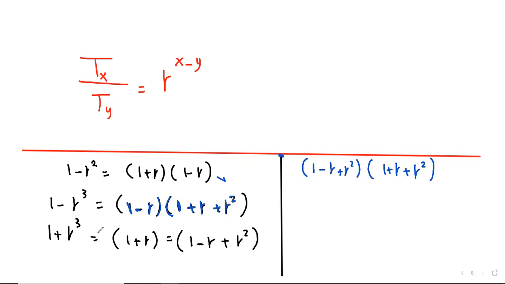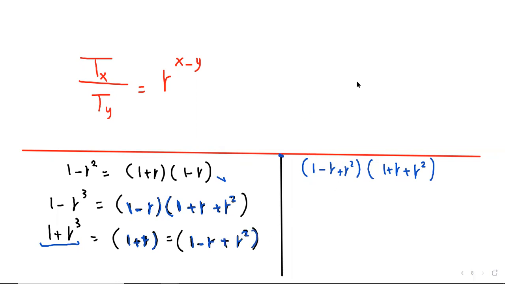And 1 plus R cubed, it's a sum of two cubes. How can we factorize it? Take the cubic root of the first, 1, and the cubic root of the second, R. Then square the first, square 1, it will be 1. Change the sign between them and multiply, it will be minus R, and square the second, it will be plus R to the power of 2.